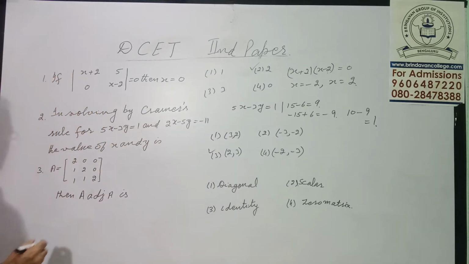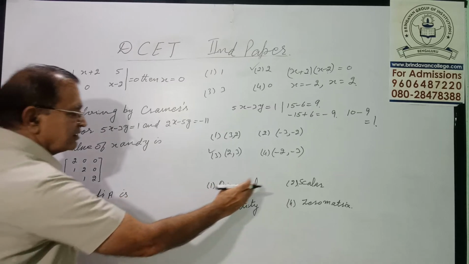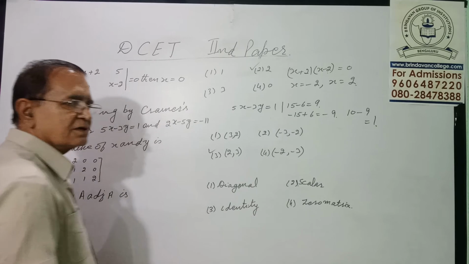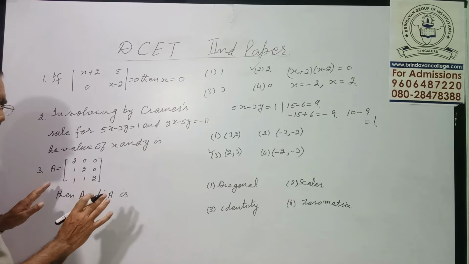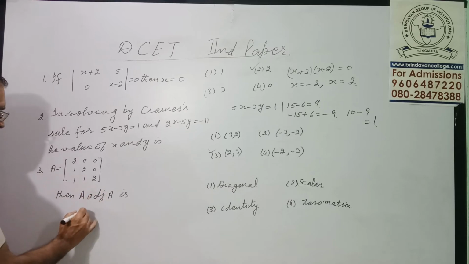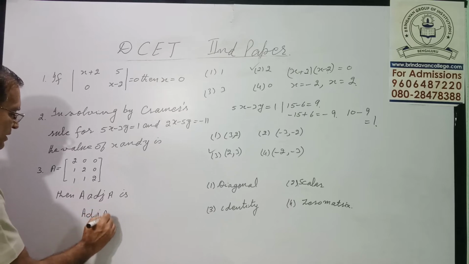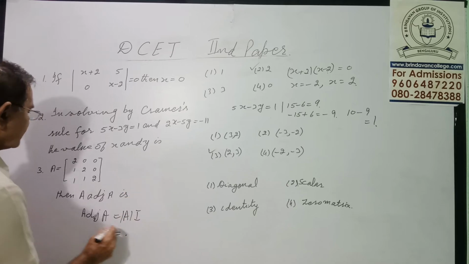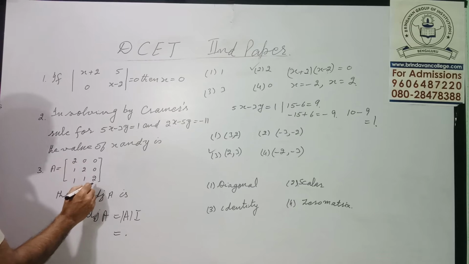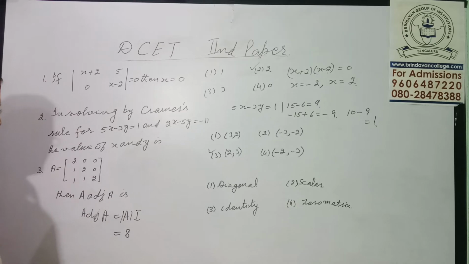Now come to the third one. Third one, a matrix is given. We want A adjoint A to be diagonal, scalar, identity or zero matrix. Identity is there. Don't go for finding the adjoint and all that. A adjoint A is given by determinant of A into I. Now the determinant of A in case of a triangular matrix is the product of the diagonal elements, 2 into 2 into 2, that is 8.